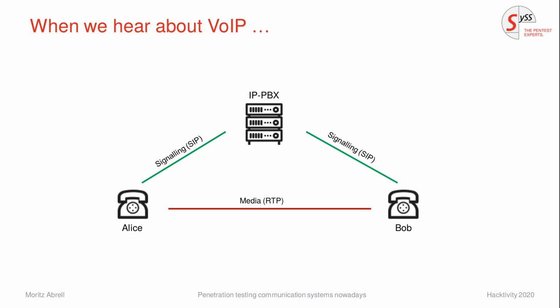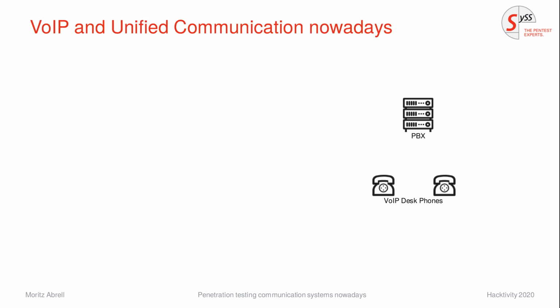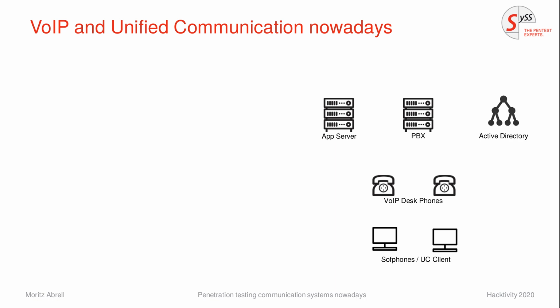Let's look at a common voice over IP and unified communication scenario of a medium-sized company. Obviously we still have PBX and desk phones. But we also have softphones and some kind of unified communication client. And because the IT administrator loves central administration, we also have some kind of application server. It also provides the backend for the unified communication software. And because the IT administrator does not want to maintain 2 user databases, we often have an LDAP connection to the Active Directory.